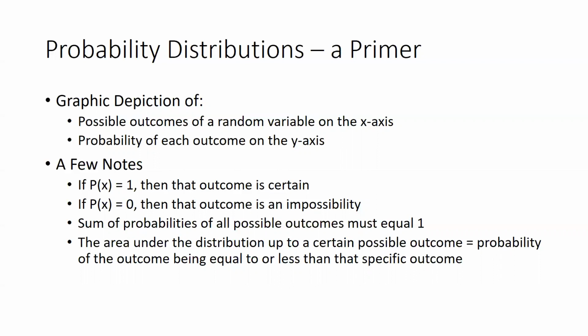Couple of notes. If the probability of that particular outcome, so probability of x equals 1, that means that outcome is certain. If the probability of x equals 0, so if the probability of a particular outcome is 0, that means the outcome is an impossibility. The sum of all probabilities of all possible outcomes must equal 1. This is a rule of probability distributions. Further, the area under the distribution up to a certain possible outcome equals the probability of the outcome being equal to or less than that specific outcome. Let me show you some specifics here to help you get your mind around this.